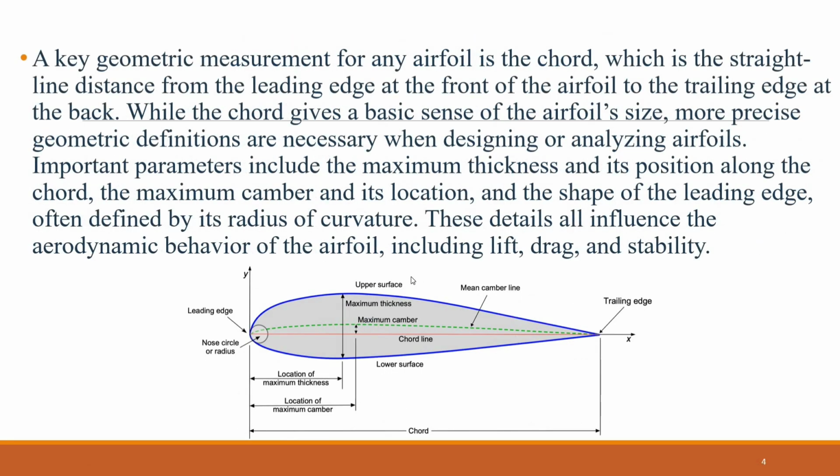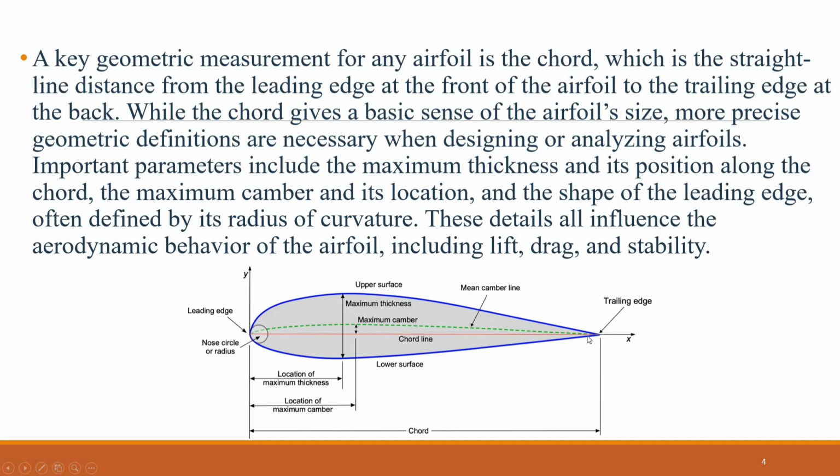We learned about wings' geometric measurements in our previous lessons. Let's dive deeper and learn more about them. A key geometric measurement for any airfoil is the chord, which is the straight line distance from the leading edge at the front of the airfoil to the trailing edge at the back.